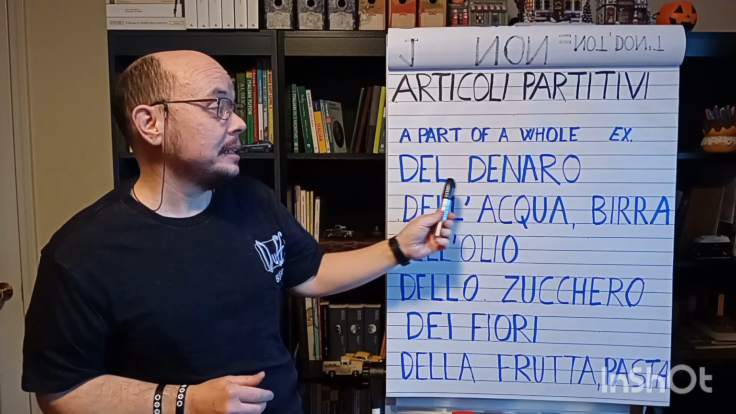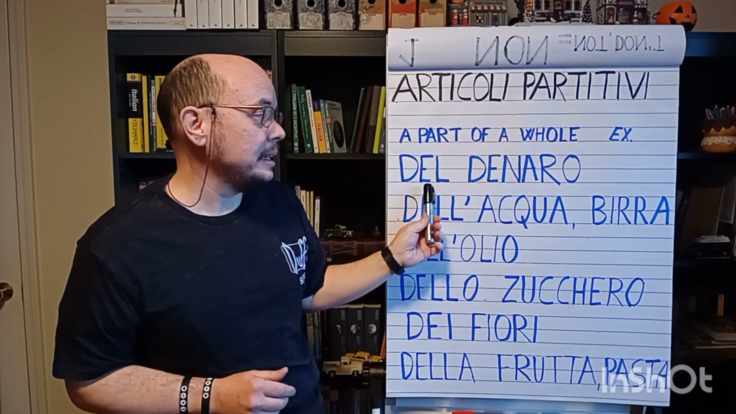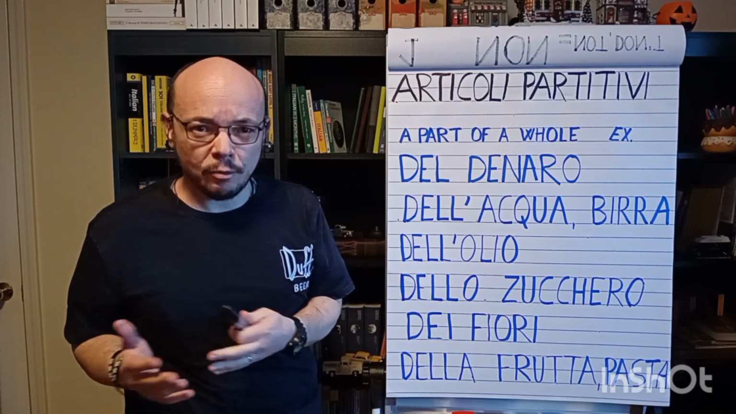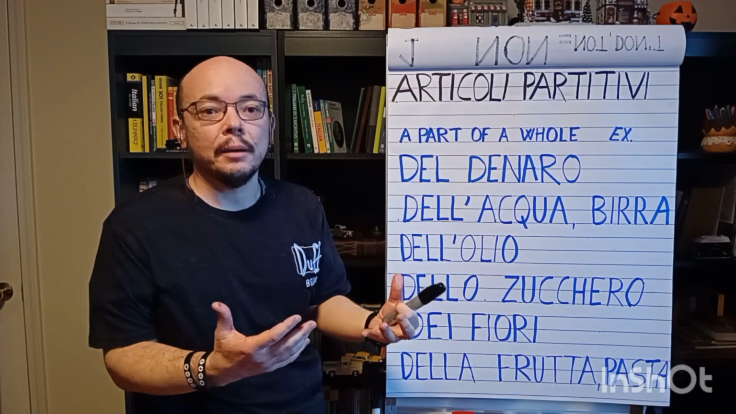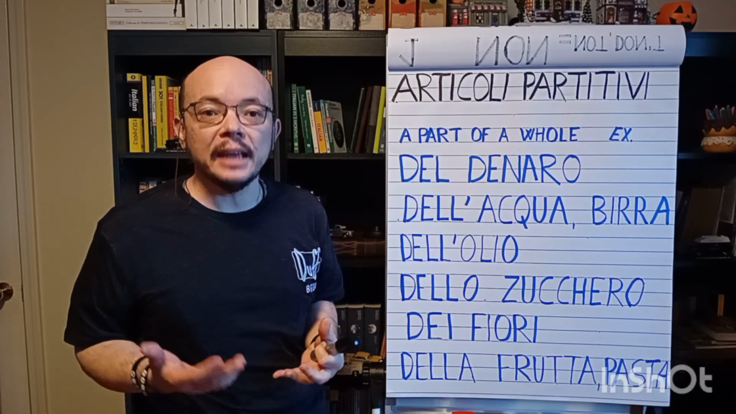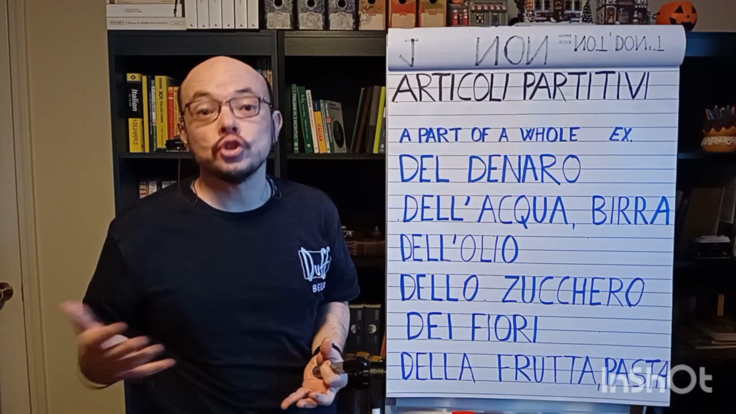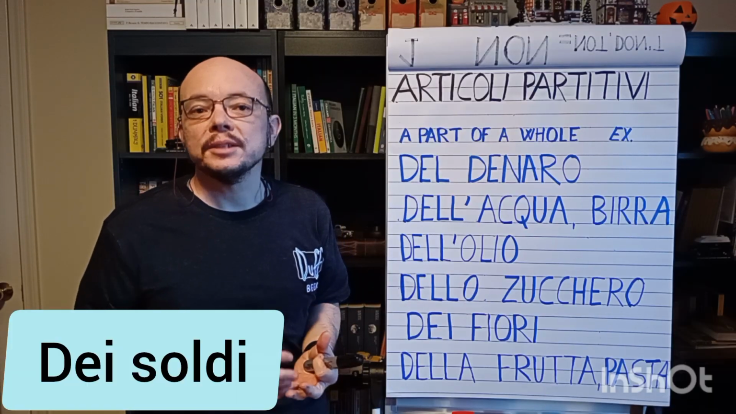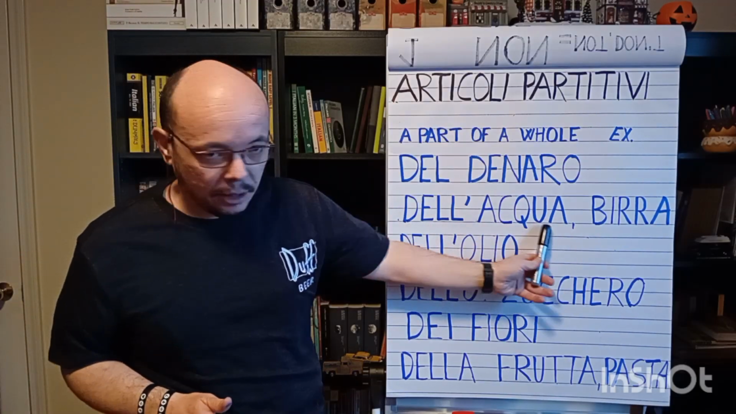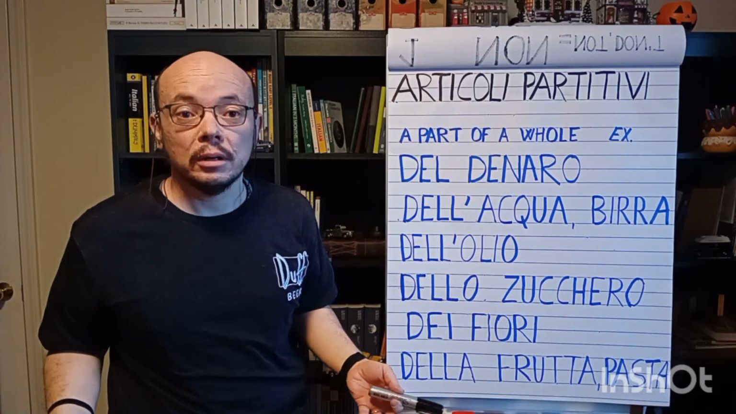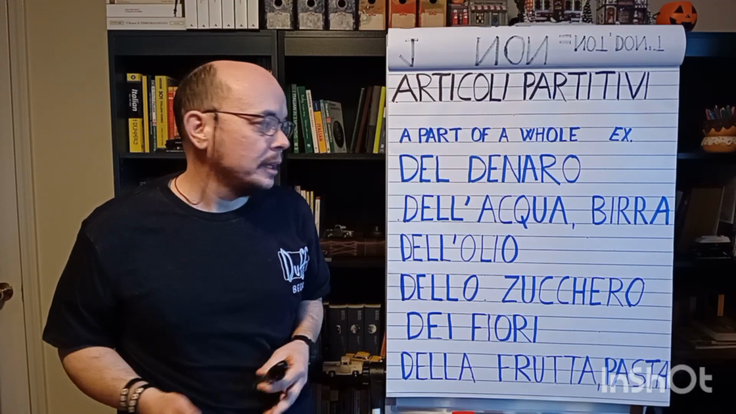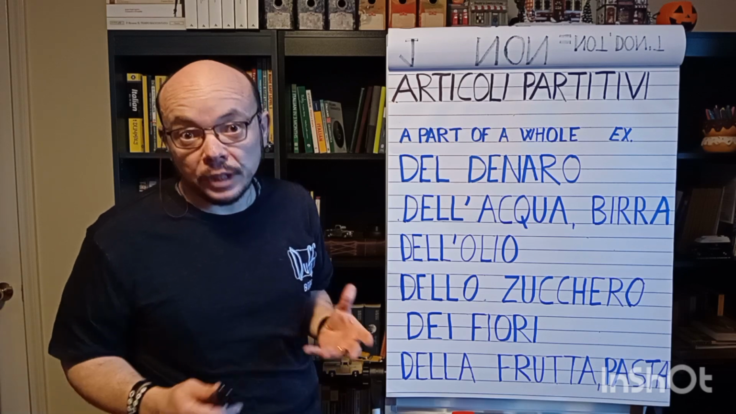So let's see, a part of a whole. Example, del denaro. Del denaro, which means some money. We don't know exactly the quantity, but we know it's some money. It's a certain amount of money. How much? We don't know, but del denaro, dei soldi. Again, same thing, some money. Dell'acqua, some water. Not just maybe a glass or two. I drank some water, unspecified, maybe from a container.